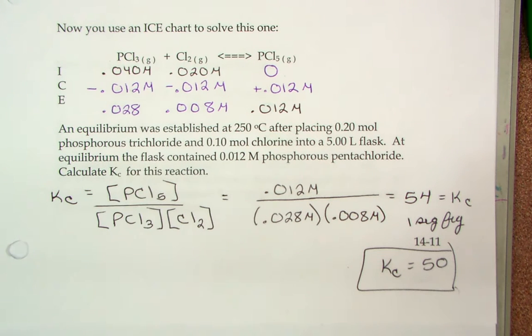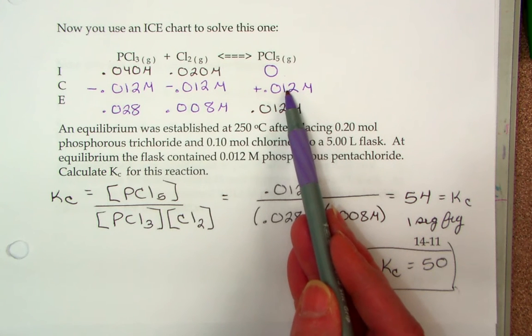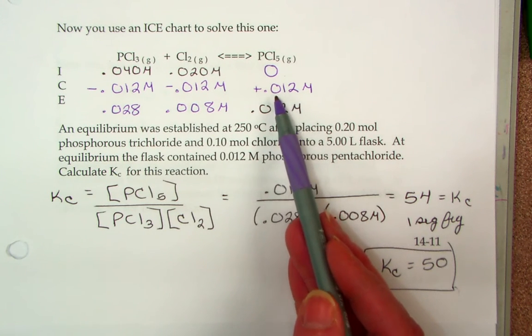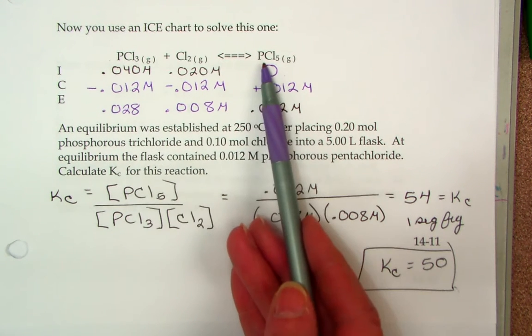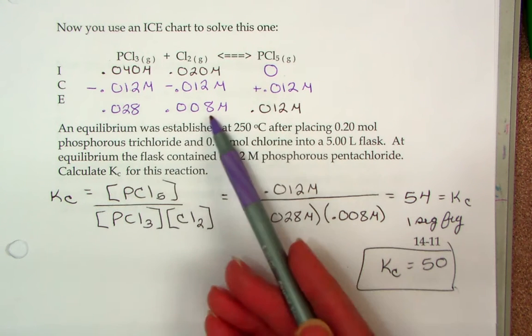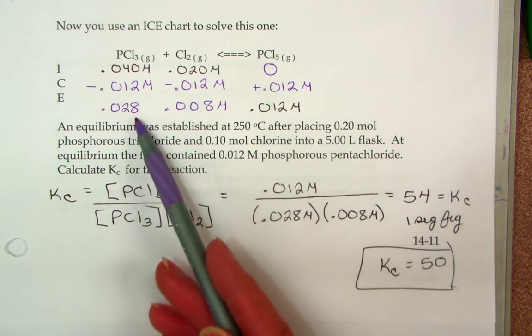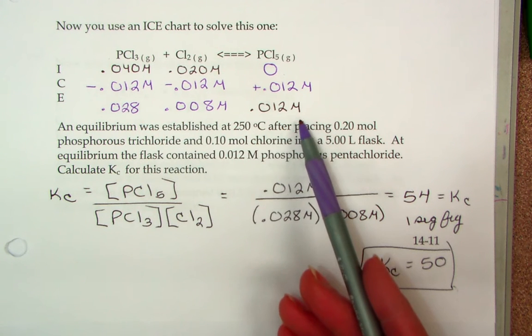0.012. And I know some people got the wrong idea from the previous example that these two numbers had to add up and equal the change in the products, and that is not what was going on. It was just coincidental that they did because the previous problem was 1-1-2 stoichiometry. So now when we subtract, we get our equilibrium concentrations, 0.028 molar, 0.008 molar, 0.012 molar.